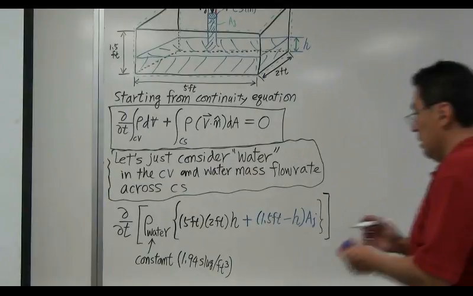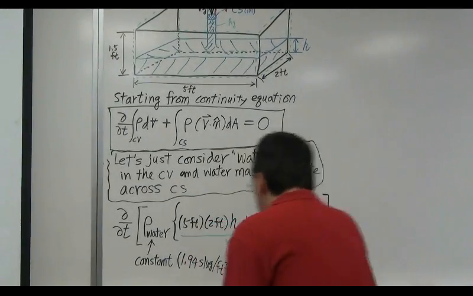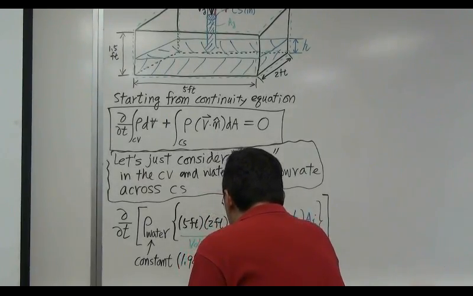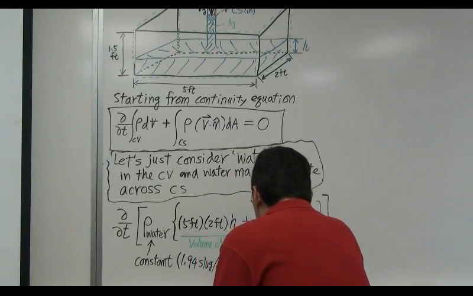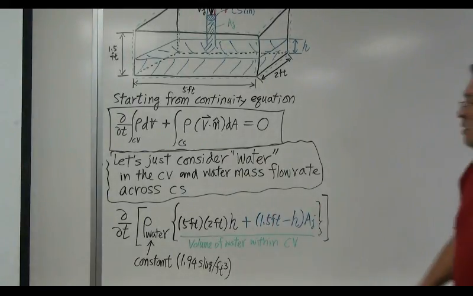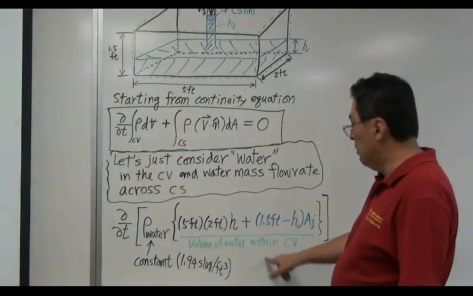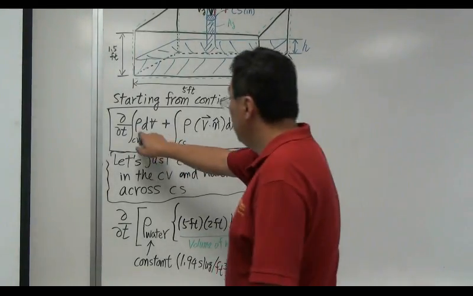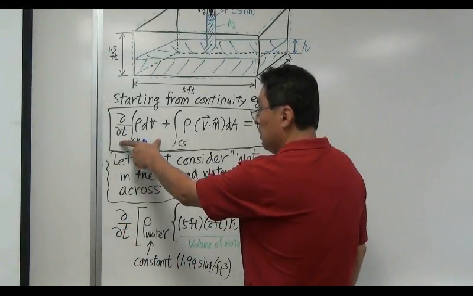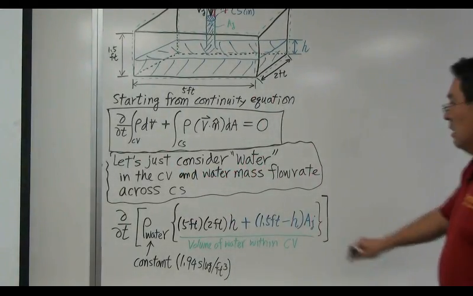So keep that in mind. This is the volume of water within the fixed control volume we defined. So the integral over the control volume dV gets you the volume of water inside of the control volume. Multiplied by the density of water and taking the time rate of change of it gives this term. Good. How about the next one?